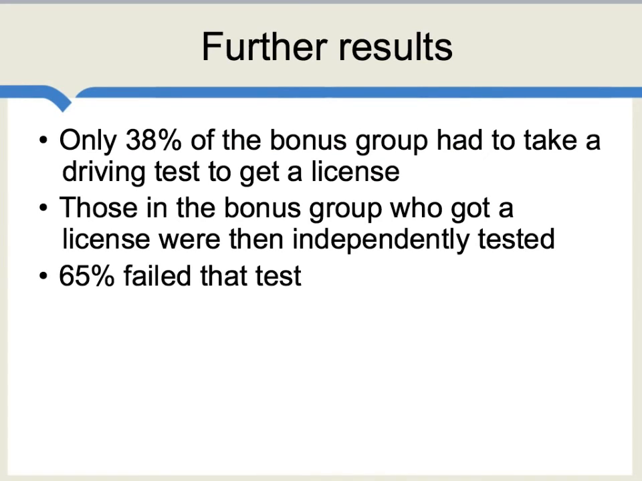Just how bad is this problem? Well, it turns out it's a somewhat grim story. Of the bonus group, only 38% had to actually take and pass a driving test to get a license. That's because of the aid of these corrupt agents. Those who were in the bonus group who got a license were then independently tested to see whether or not they were good drivers. And it turns out that 65% of them failed that test, and maybe those individuals should not be on the road. This is again another lesson in the high social costs of corruption.